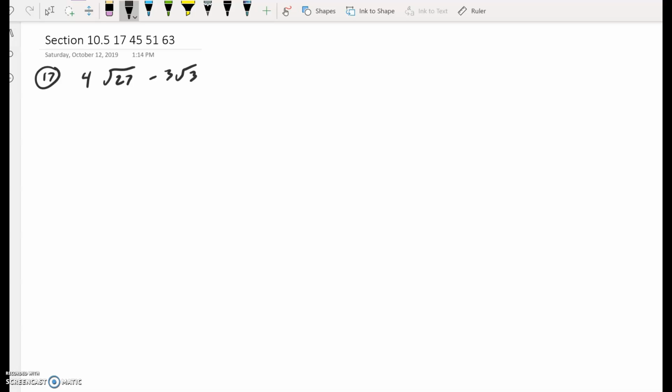Right now we can't subtract because one of them has the square root of 27 and one of them has the square root of 3. This is like 4x minus 3y. There's nothing you can do. They're not like terms. But if we simplify this, possibly we will get something that's like terms. And so the thing to do is to do the prime factorization of 27.